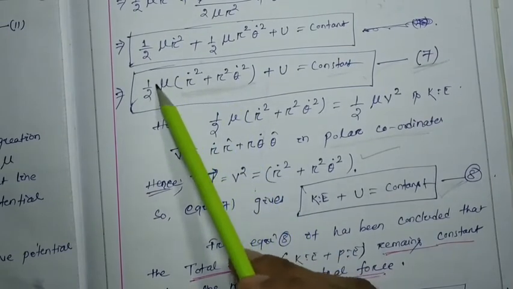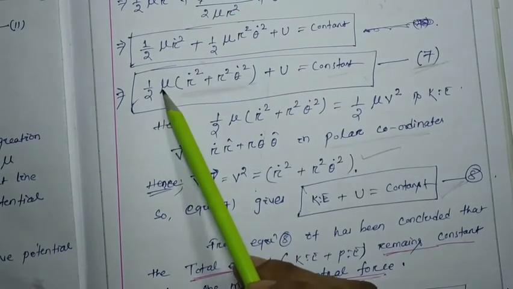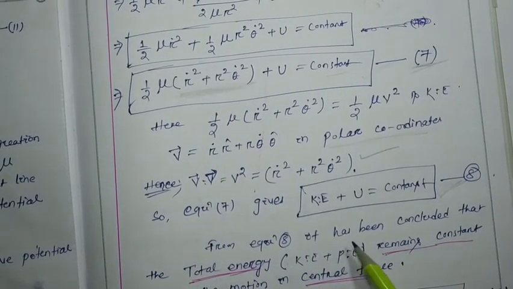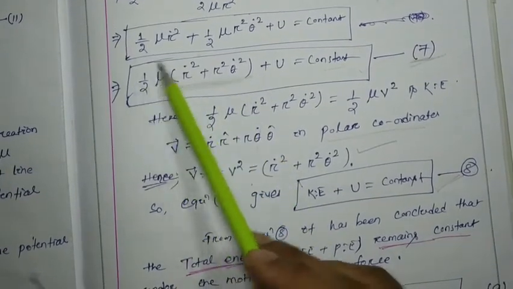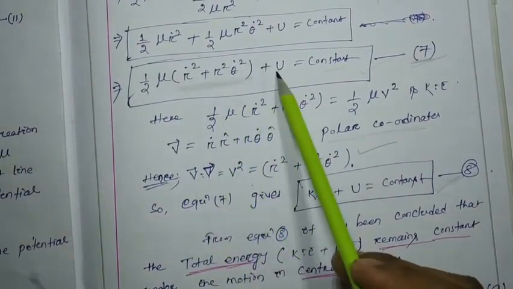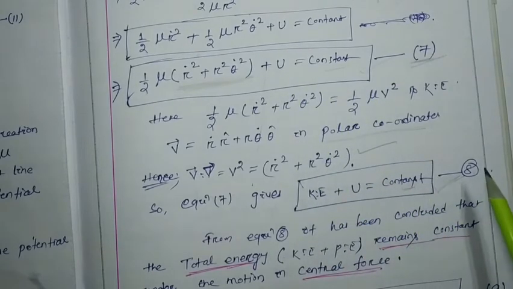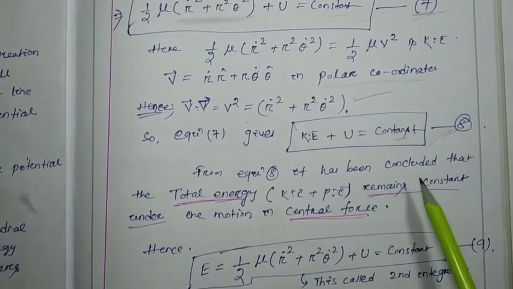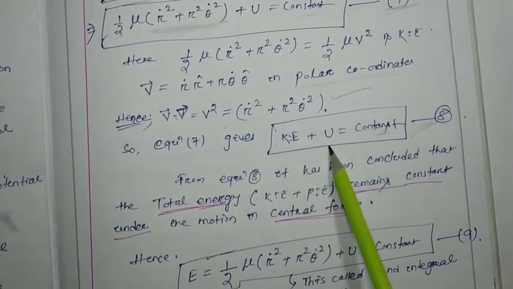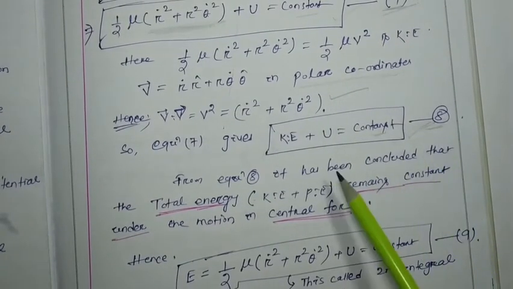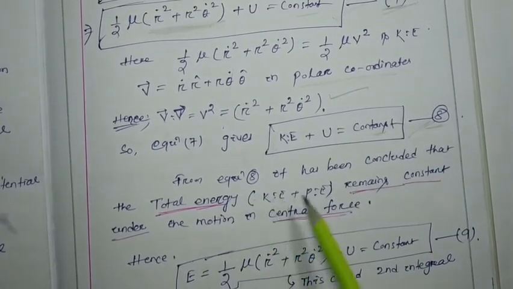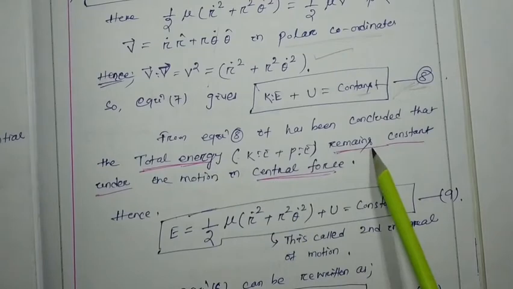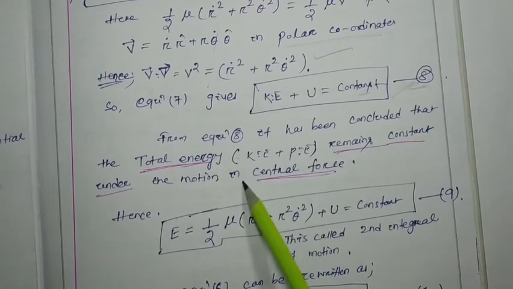This is the dimension of mass. So this is half m v square, which represents what? Kinetic energy, right? Kinetic energy. So in equation number 7, this term represents kinetic energy. This is your potential energy, always constant for dynamics in Newtonian mechanics that we know. So kinetic energy plus potential energy equal to constant. Let it be your equation number 8. From equation number 8, it has been concluded that the total energy, kinetic energy plus potential energy, remains constant under the motion in the central force.